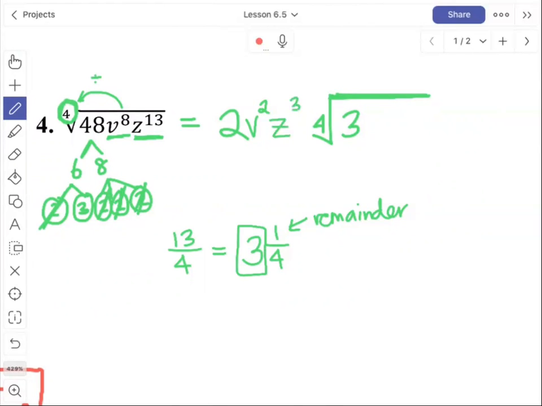Good. Okay, and now what do I do with that 1? You put the z in the square root. Good. To the power of 1, which we don't have to write the 1, right? Yeah. Good. Okay. Good job.